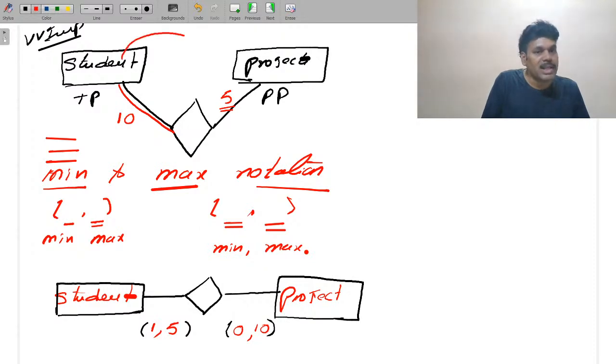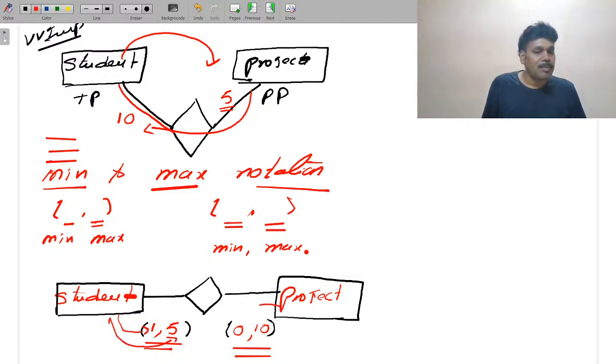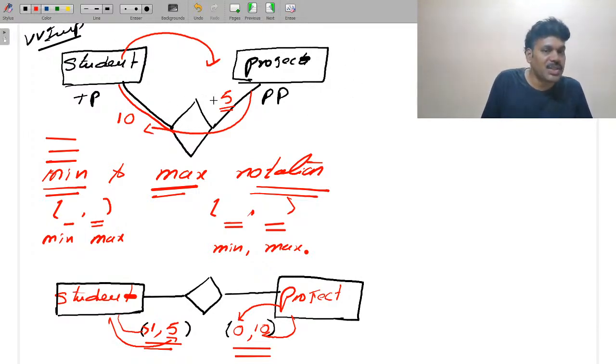Here we are looking at the maximum on the other side, but in the min-max notation we are looking at the same side only. So minimum of student, it is speaking here only. Maximum of student, it is speaking here only. Minimum and maximum of project, it is speaking there only. So in the exam you will say very clearly that I am following min-max notation, otherwise it's going to be wrong. If I give a situation like this, you take the maximum from the other side. But if I give min-max notation, minimum and maximum are available beside the entity only.